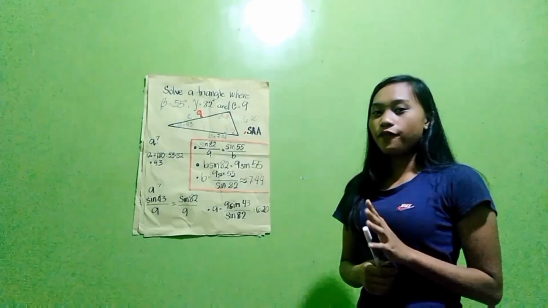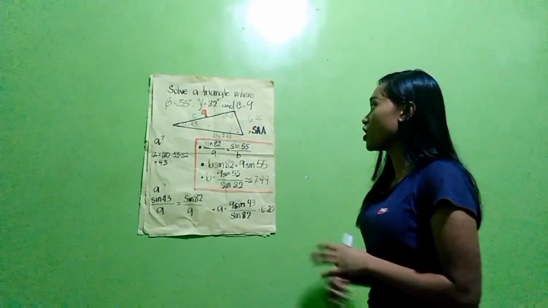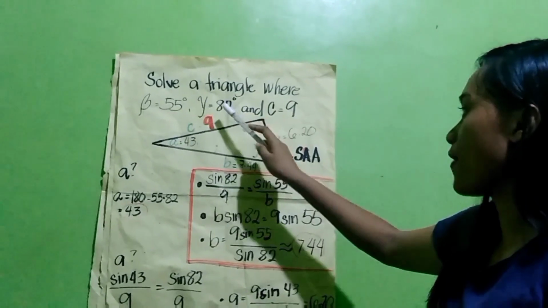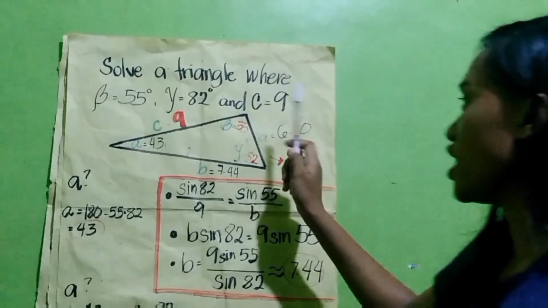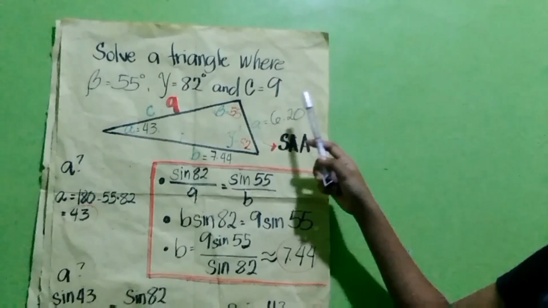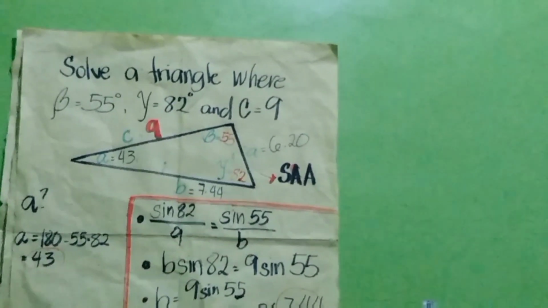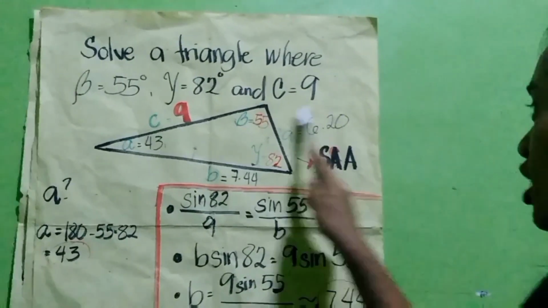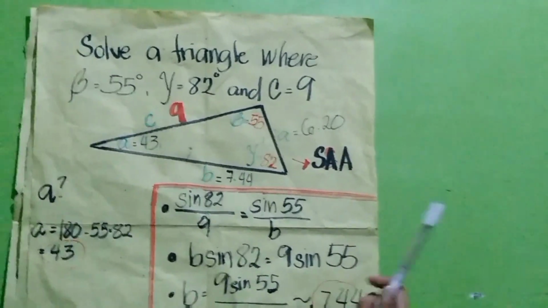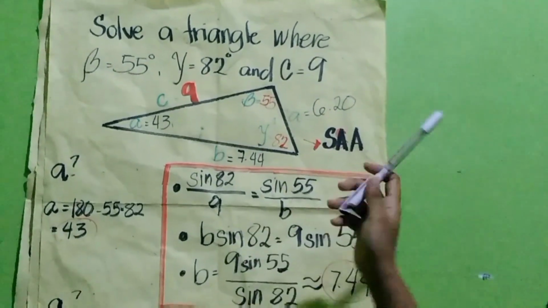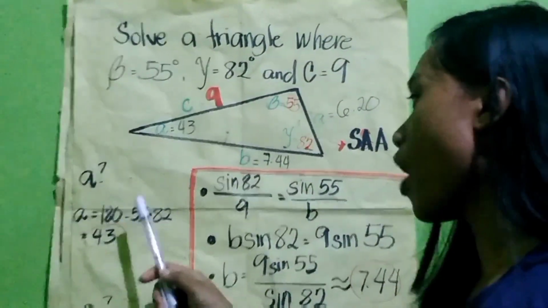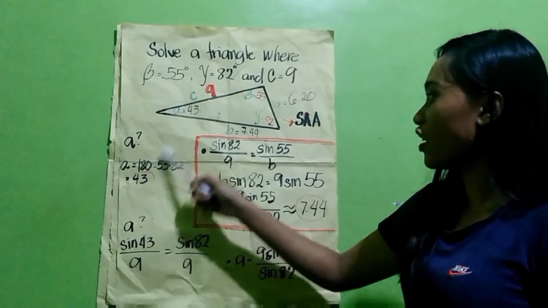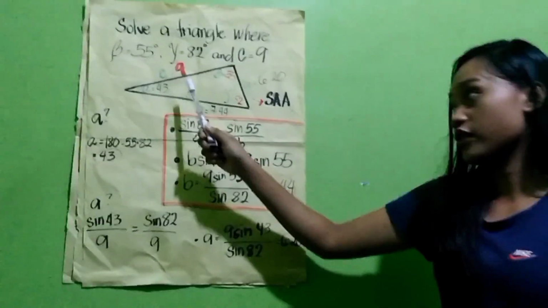So now let's have some examples of solving a triangle where the given beta equals 55 degrees, gamma is 82 degrees, and c is equal to 9. So let's first find alpha. This triangle consists of 180 degrees, so to find alpha, let's have 180 minus 55 minus 82. That's why angle A equals 43.